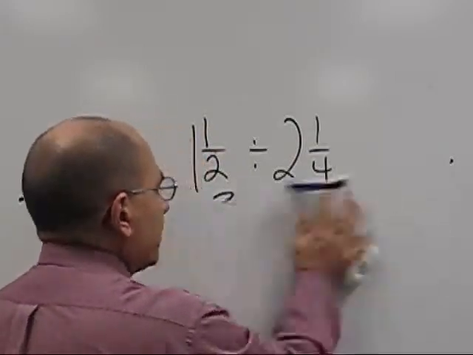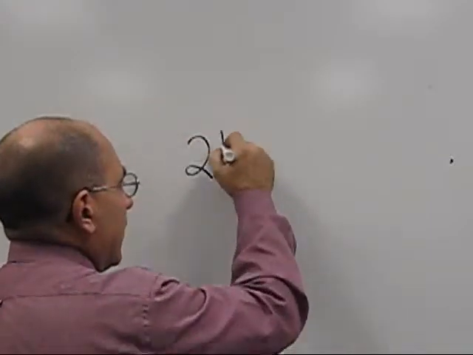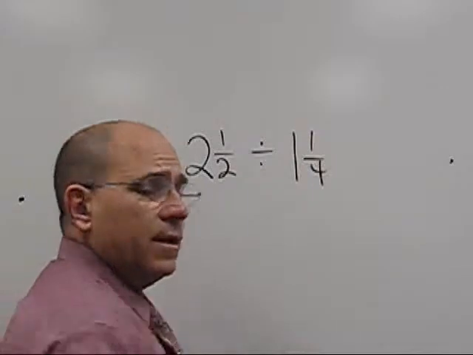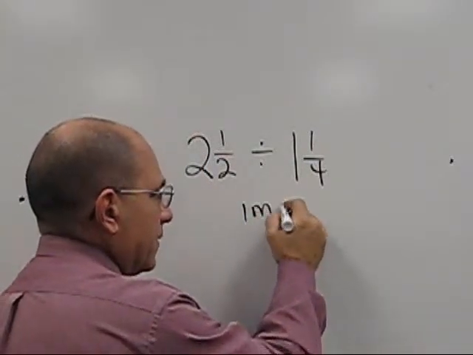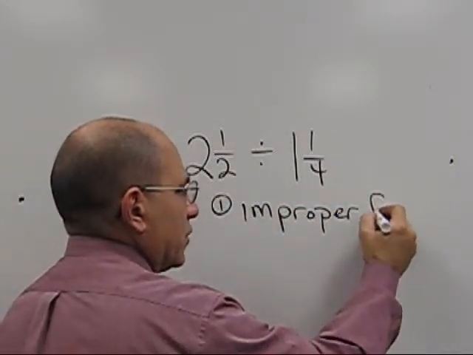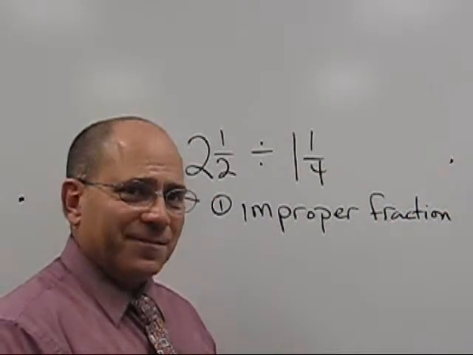Now, as a quick review, let me just put one up here and let you have a chance to try it. Say 2 1/2 divided by 1 1/4. Now go ahead and do it. The first thing you're going to do is this: improper fractions. While I'm writing this on the board, you could be doing it.